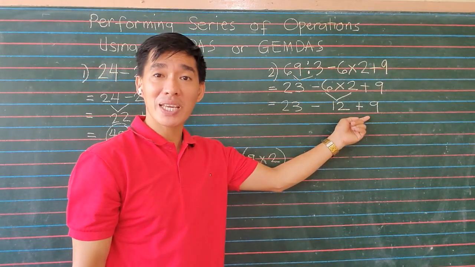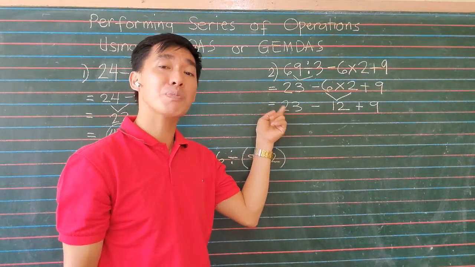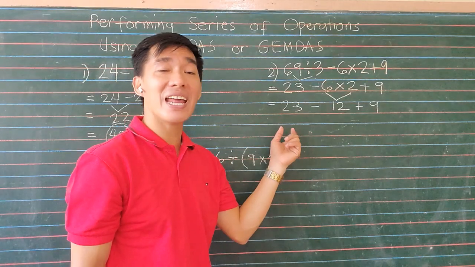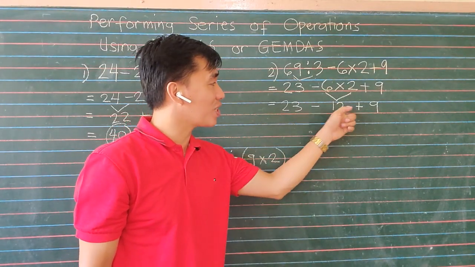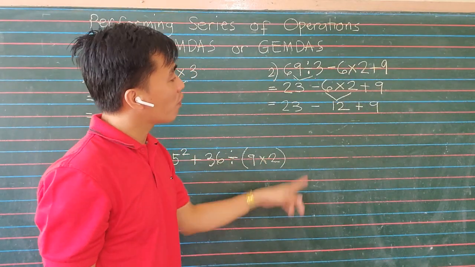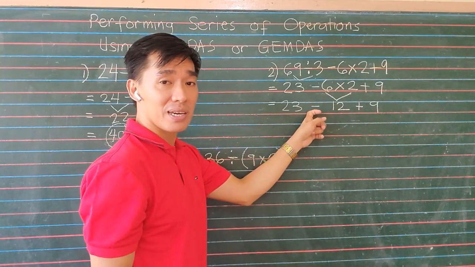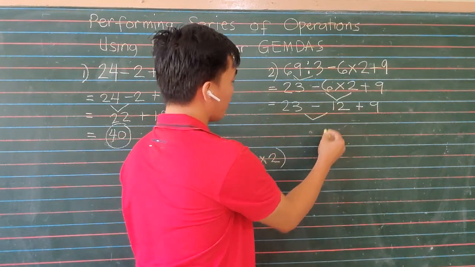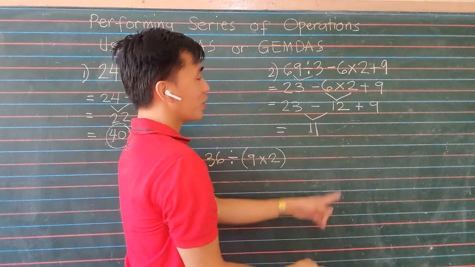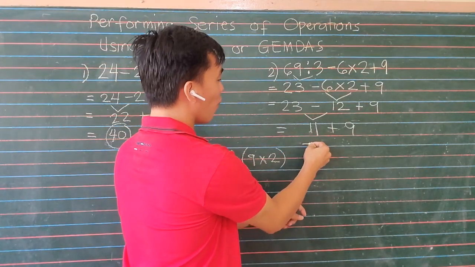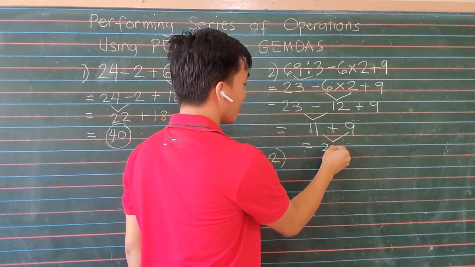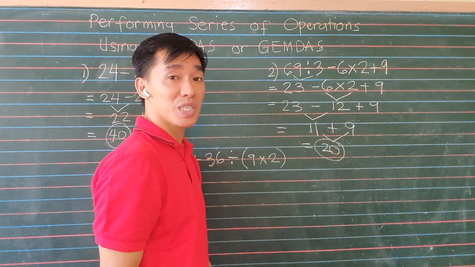After that one, check if you still have multiplication or division. We don't have multiplication and division up to this point now. So, let's proceed to step number 4. For step number 4, check for addition and subtraction. Of course, we do have here subtraction and addition. Remember, we always follow left to right order. So, for our subtraction and addition, subtraction here comes ahead of addition. So, you subtract first 23 minus 12, which is equal to 11. After that one, copy 9. So, therefore, 11 plus 9, which is our last operation, is equal to 20. Therefore, the final answer for number 2 is 20.